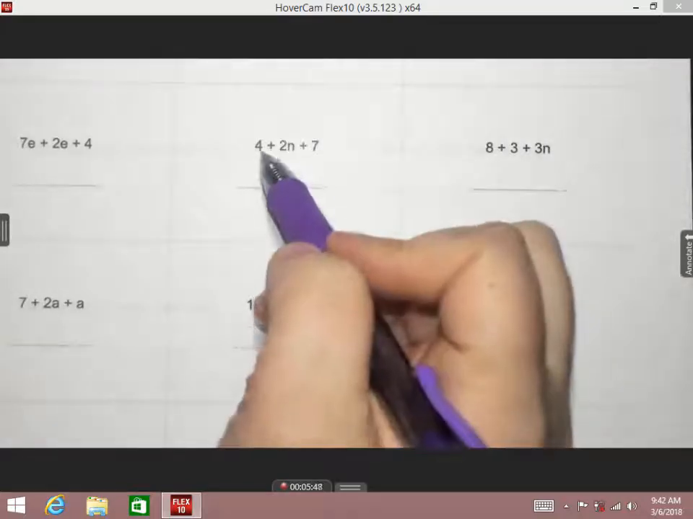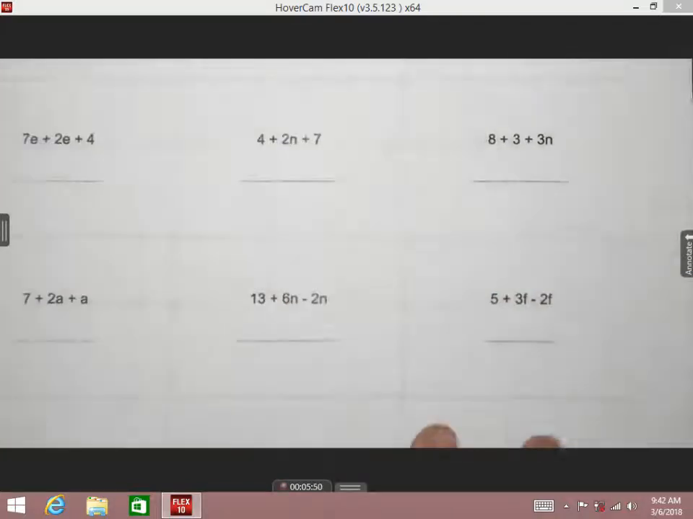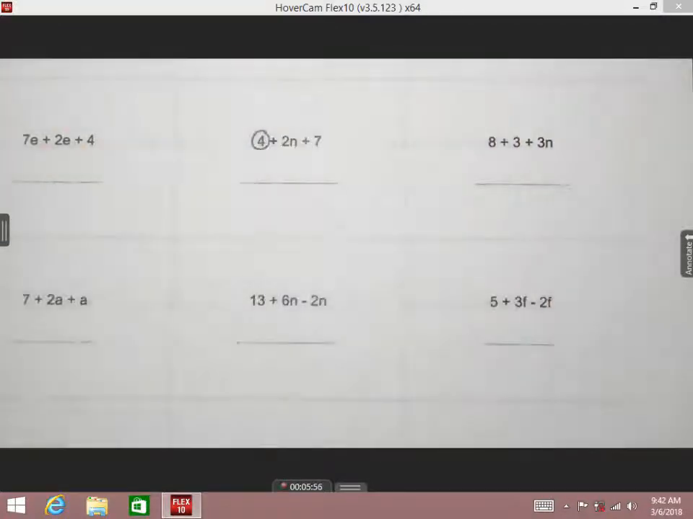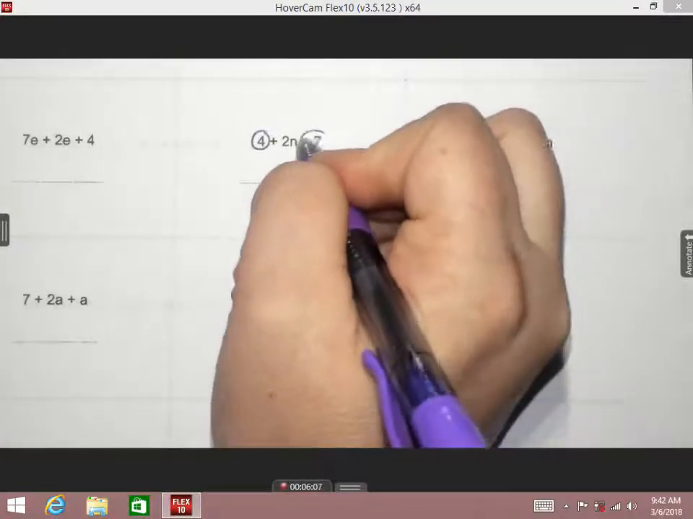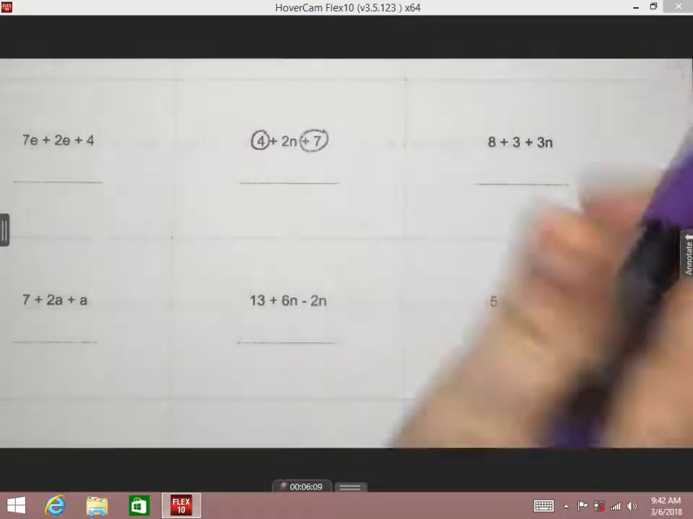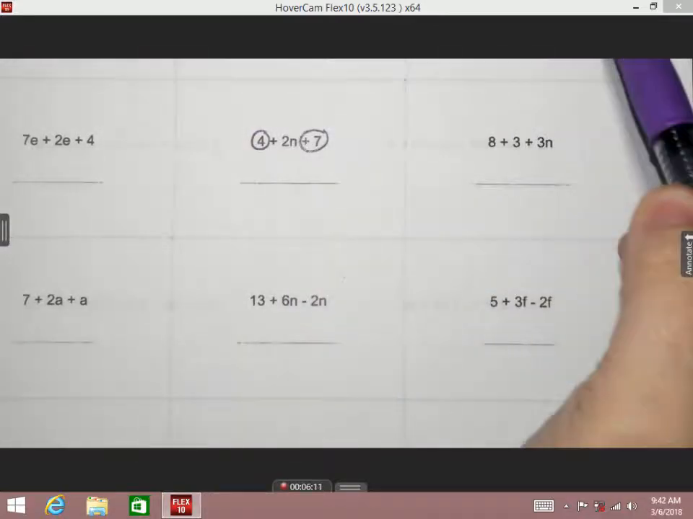So now I have 4 plus 2n plus 7. Again, what is my first term in this problem, Taylor? 4. All right. Is there a term that I can combine that with? Is there a like term to go with that, Caleb? Plus 7. Very good. And you notice he included the plus sign for me. Thank you.